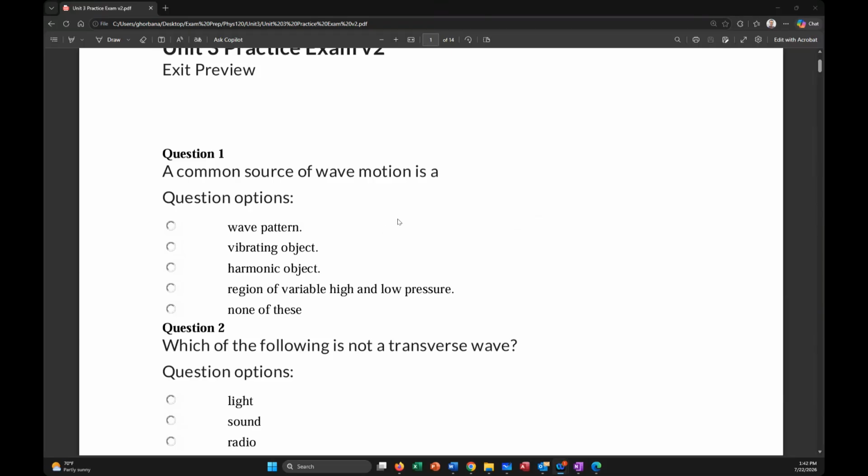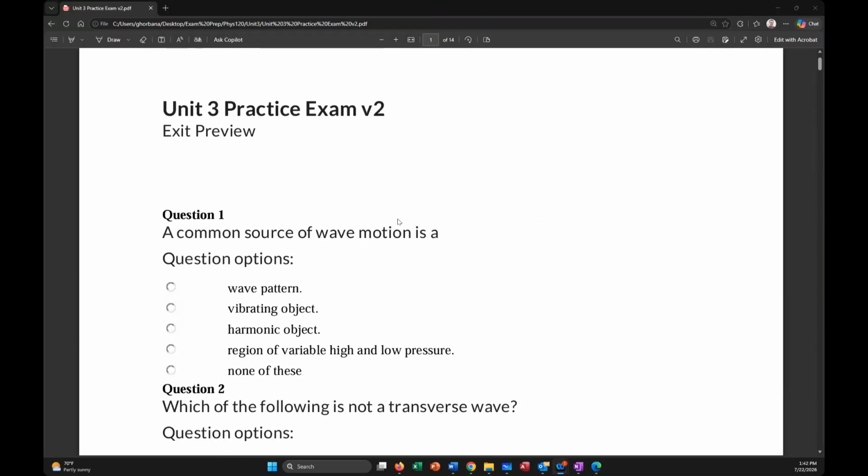We start working on the Unit 3 practice exam, and we start with the multiple choice. I think in the multiple choice we have a really good example of everything that you need, and we will try to cover it.